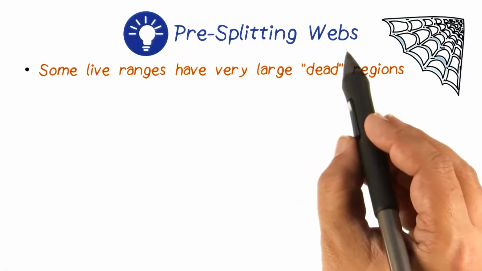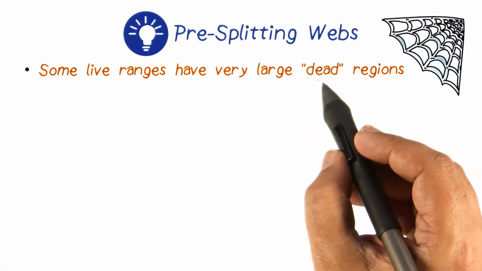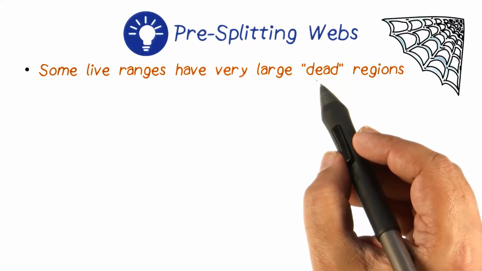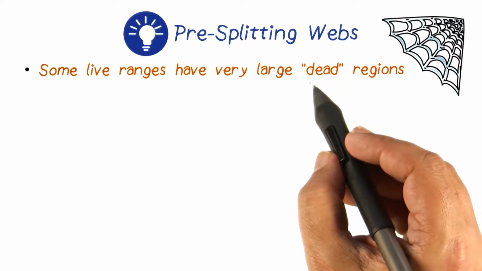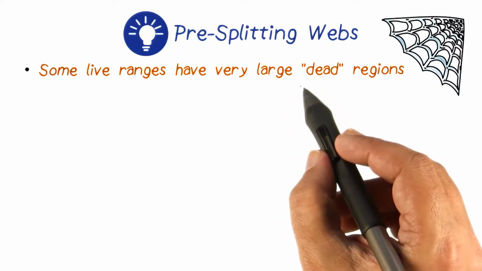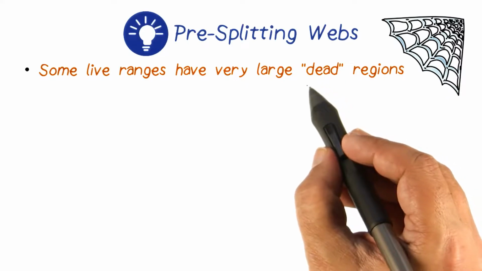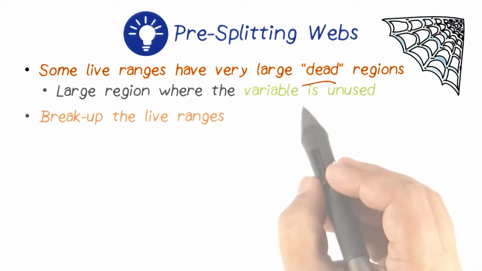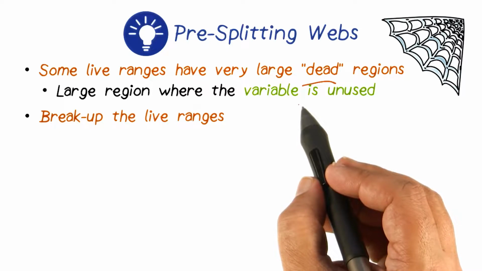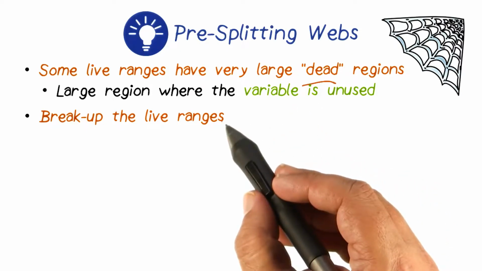The second optimization is called pre-splitting the webs. Now you can see that some live ranges may be very sparse. In other words, they could have large regions within them, which are heavy loops, where there are no uses of those values, and therefore that range is effectively dead there. In other words, if there is no use of a variable during these large heavy loops which are a part of the live range, then we could break up those live ranges a priori.